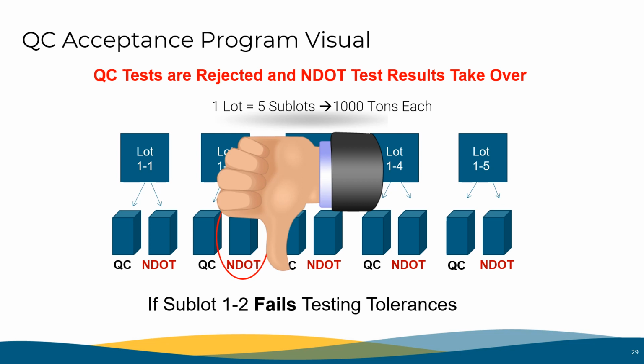Yes, we have a problem here. We will discuss more actions that take place when testing is not correlating between the NDOT and the contractor. Before we go into that detail, I want to discuss the RSS.